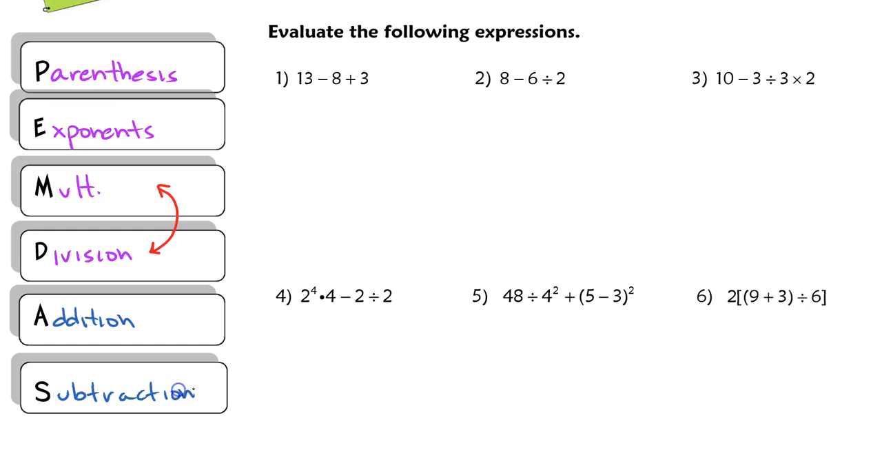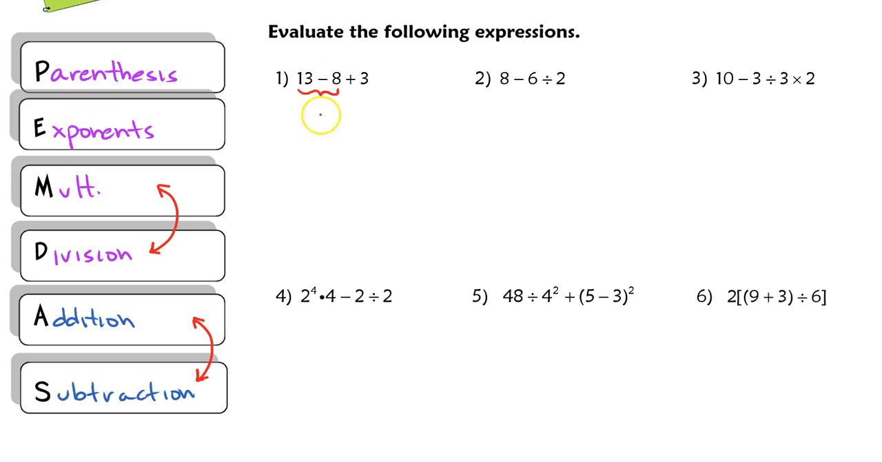And the same goes for these guys. They are also interchangeable. So you might sometimes do subtraction before you do addition. It just depends on the unique problem. So in number 1, we actually have a problem where we're going to do subtraction before we do the addition because subtraction comes before addition, reading left to right.